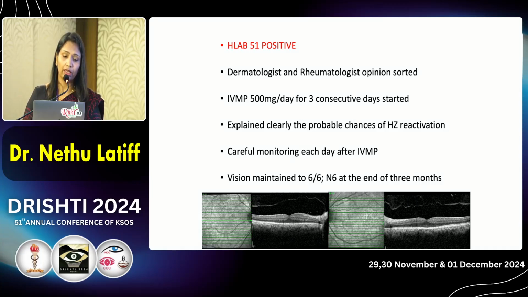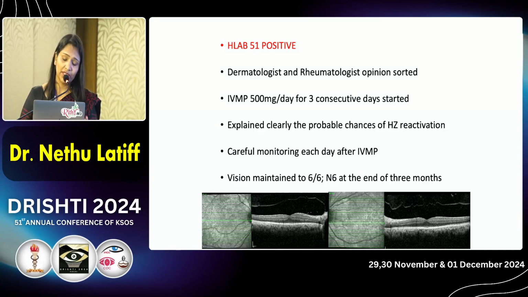So here I was a little hesitant to start a proper course of treatment because of his systemic condition. We had a careful discussion with the rheumatologist, made sure the patient was properly counseled, gave him the option of treatment, and then started the IVMP course, and explained clearly the probable chances of herpes zoster reactivation and his systemic condition. Careful monitoring was done each day after IVMP. But on treatment, he developed variceal bleed and esophageal candidiasis, and we had to stop all the treatment.